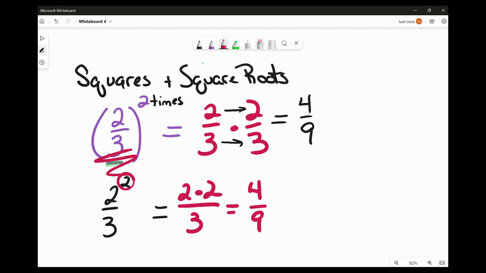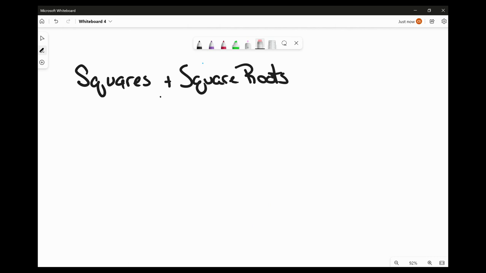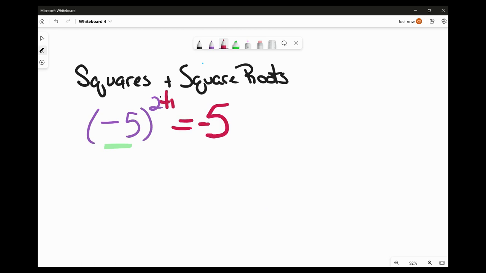Now, we also have to consider what would happen with negatives, okay? So let's say we have (-5) squared. When we have (-5) squared, I want you to be paying attention. Again, the base is -5. It's in the parentheses, so the whole thing is the base. So that's -5, and we're multiplying it 2 times. So it would be -5 times -5, which would be a positive 25.